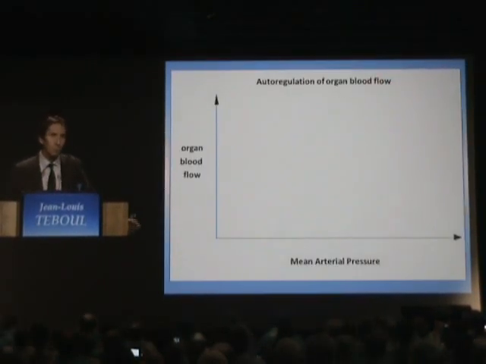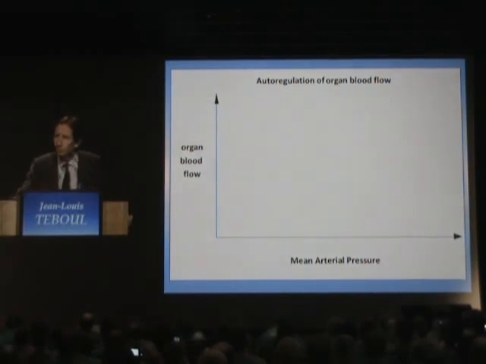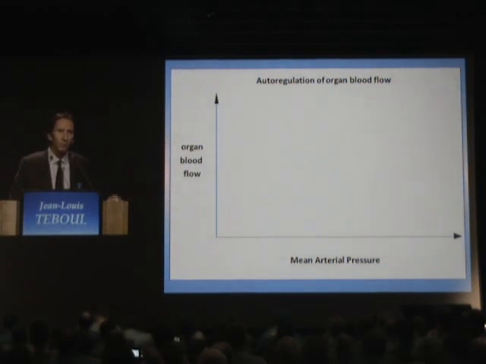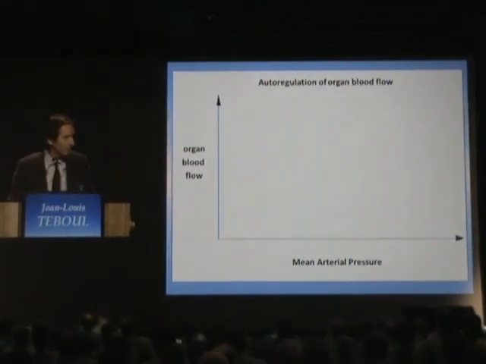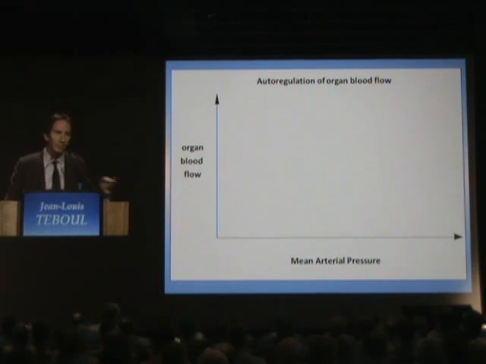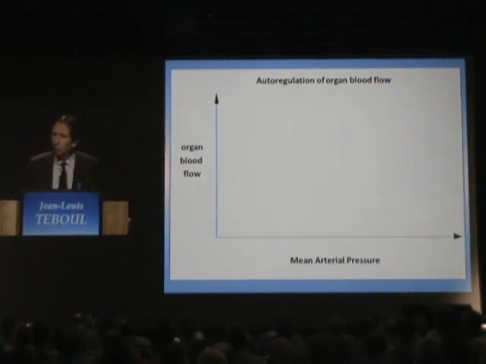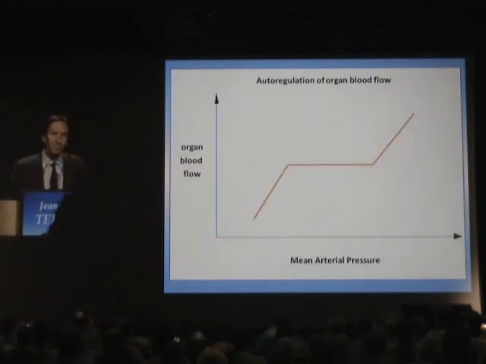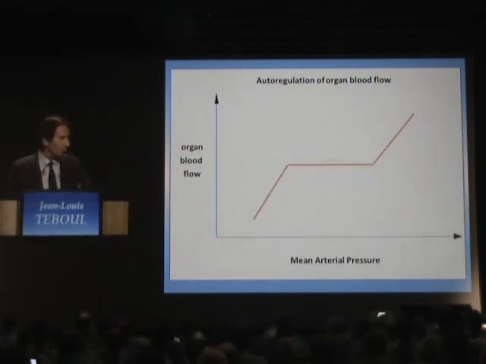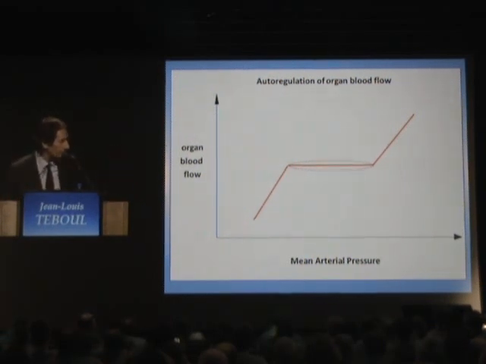Of course, if we remember the autoregulation curve with the organ blood flow on the y-axis, whatever the organ, the brain, the kidney, etc., and the mean arterial pressure on the x-axis, you know that the mean arterial pressure is a driving pressure for organ perfusion. We have this kind of curve, with a physiologic plateau, and there is no change in organ blood flow if mean arterial pressure moves on this plateau.